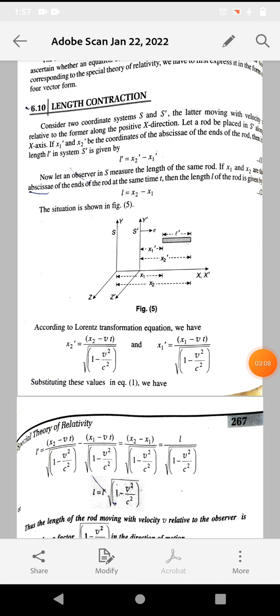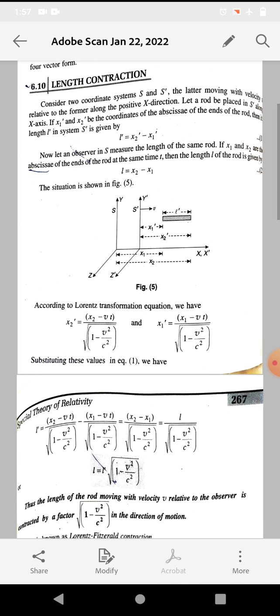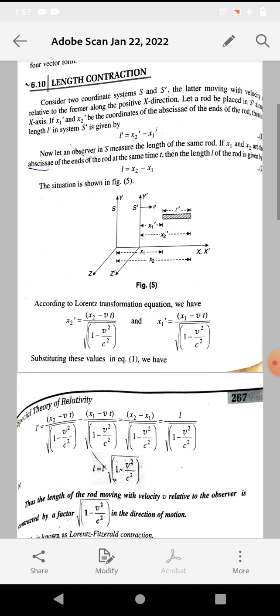See here, consider two coordinate systems S and S dash. The latter is moving with velocity v relative to the former along the x direction. Let a rod be placed in S dash along the x-axis. If x1 dash and x2 dash are the coordinates of the ends of the rod, then the length is L dash according to the S dash frame.